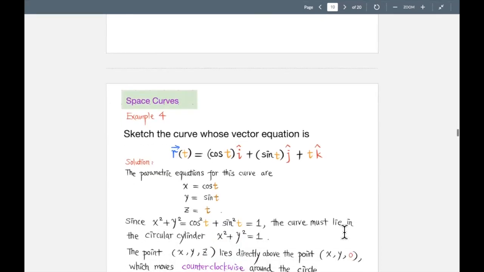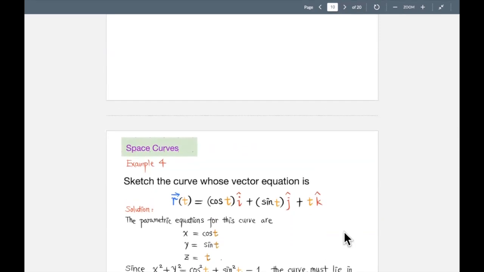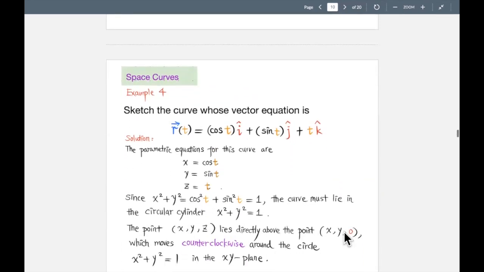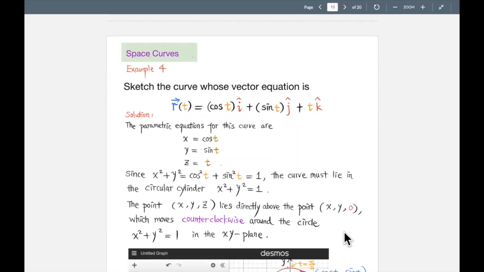All right. So let's go to this example. We're going to sketch the curve whose vector equation is given here. The parametric equations for this space curve will be: it has this i, j, k, so the coefficient here is the first component function, this is for y, and this is for z. So this is for x, y, and z.